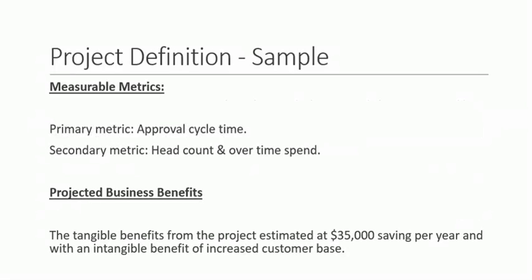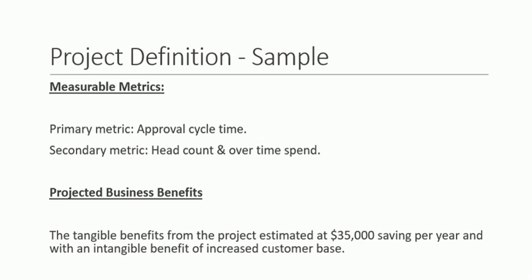Then we have the measurable metrics, which are defined. The primary metric is the approval cycle time, and the secondary metric is head count and hour time spent. So we will be measuring two things: the approval cycle time, whether most of the applications are done within it or not. If not, then what is the head count and hour time spent, and what are the reasons behind it.